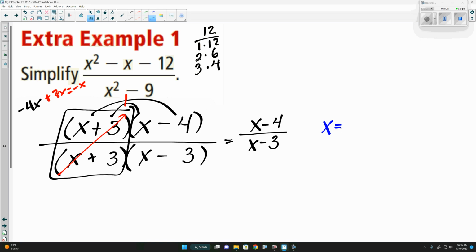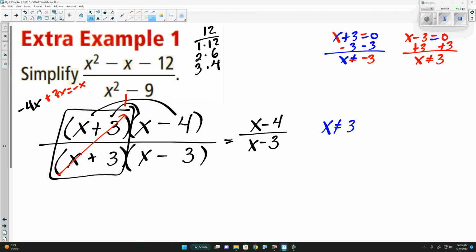So here x cannot equal, because we can set x plus 3 equal to 0. Minus 3 from both sides tells us that x cannot be negative 3. And with the other denominator, our x minus 3. Because if we had an x value of positive or negative 3, it would make the denominator be 0, so it doesn't work.